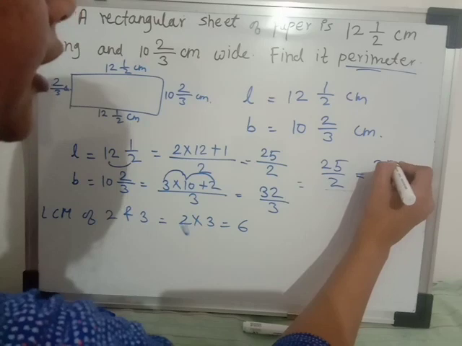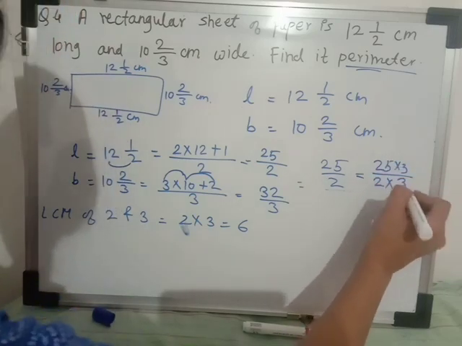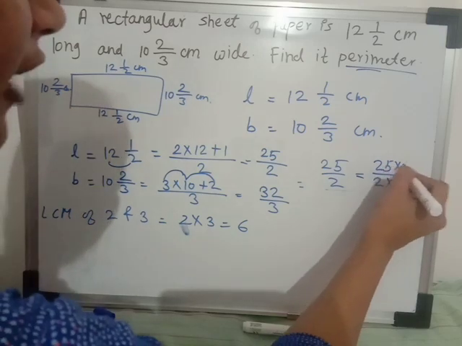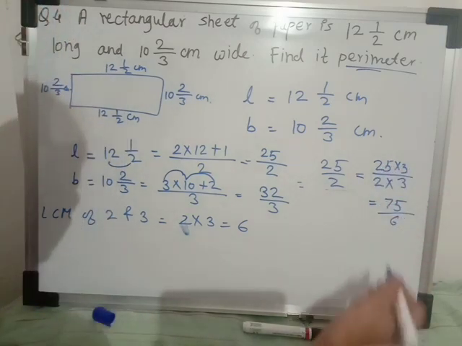So 25 multiplied by 3 is equal to 2 multiplied by 3. Okay, 25 3s are 75, 2 3s are 6. So here we got the answer.